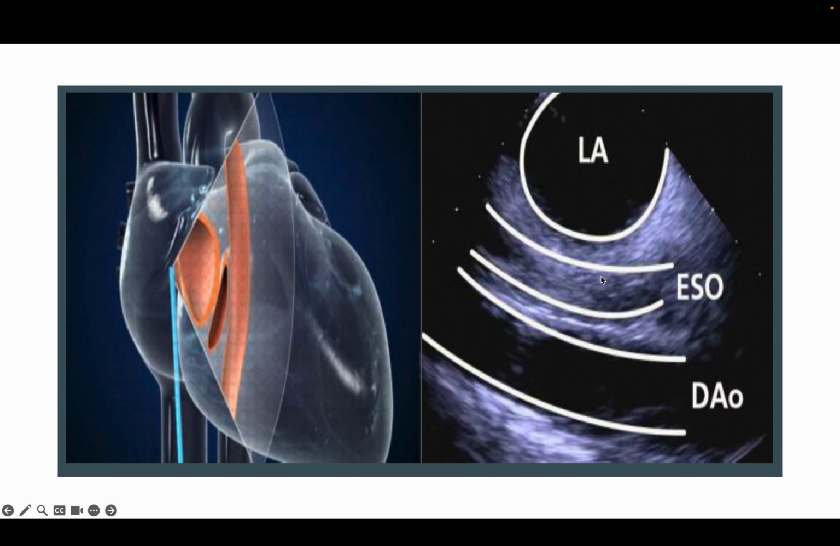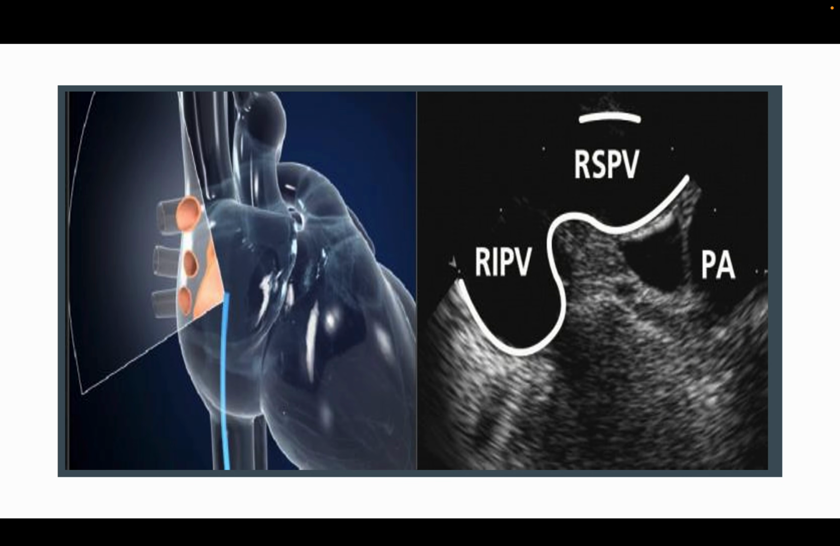Moving on from there, if we end up clocking any further, we can see the left atrium along with the esophagus and the descending aorta. Remember, this view is after we clock from the left superior pulmonary vein and the inferior pulmonary vein.